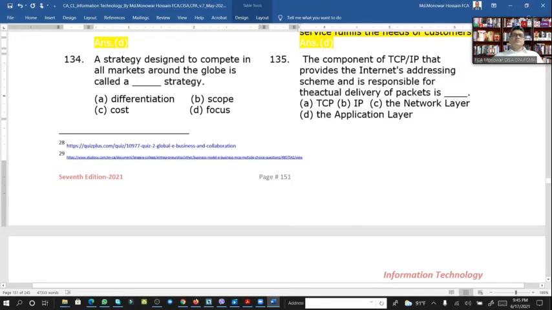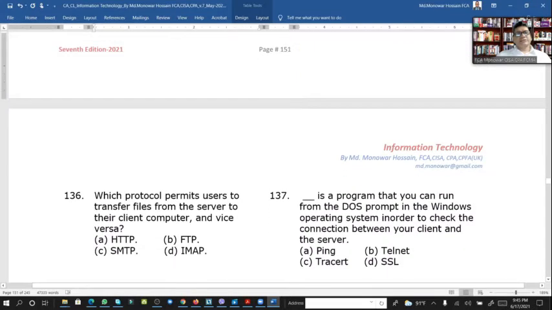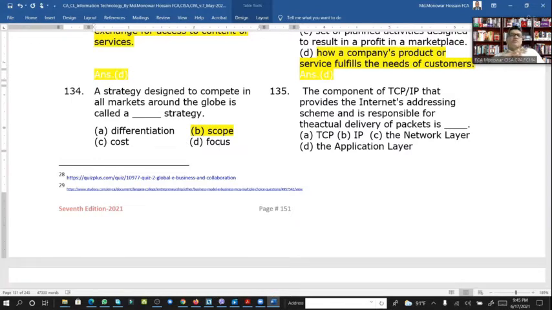Now, a strategy designed to compete in the market around the globe is called this dash strategy. So which strategy is it? Let's see the answer. It's scope. The strategy designed to compete in all markets around the globe is called a scope strategy.